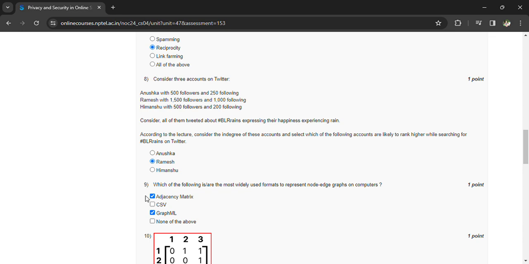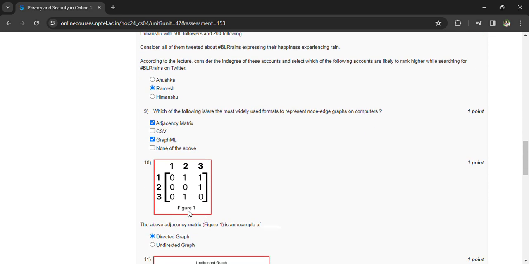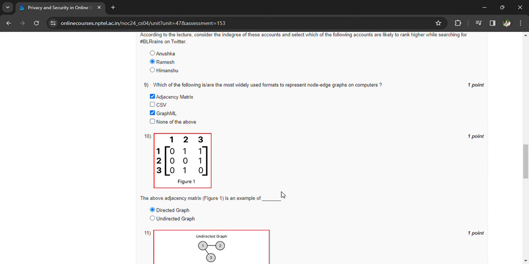Which of the following is the most widely used format to represent node-edge graphs in computers? Adjacency matrix and GraphML. And here we have 1, 2, 3. This is an adjacency matrix. If you see this, whether it is a directed graph or undirected, this is a directed graph.